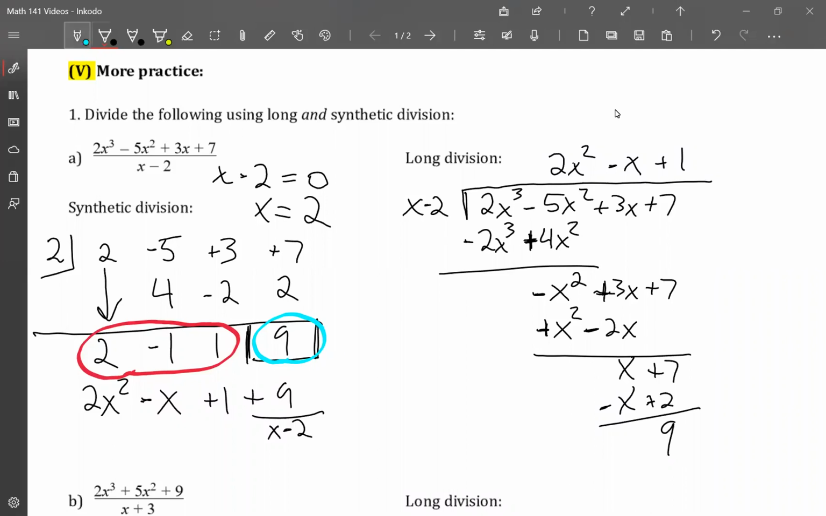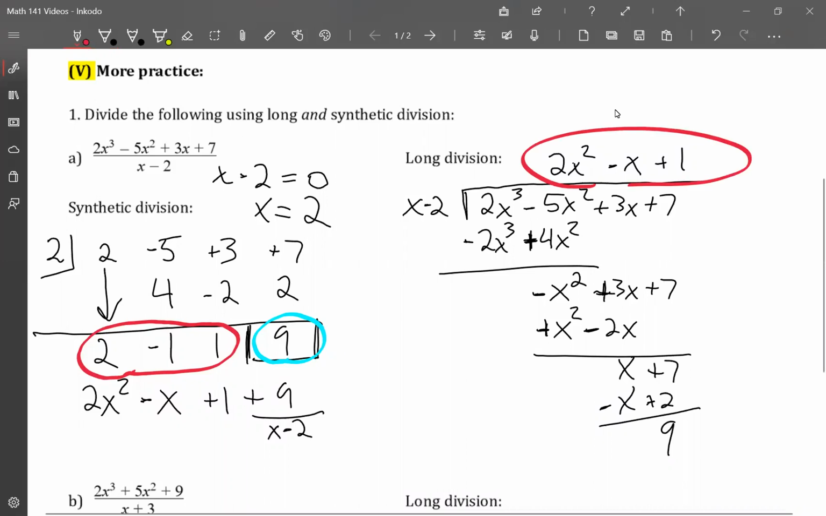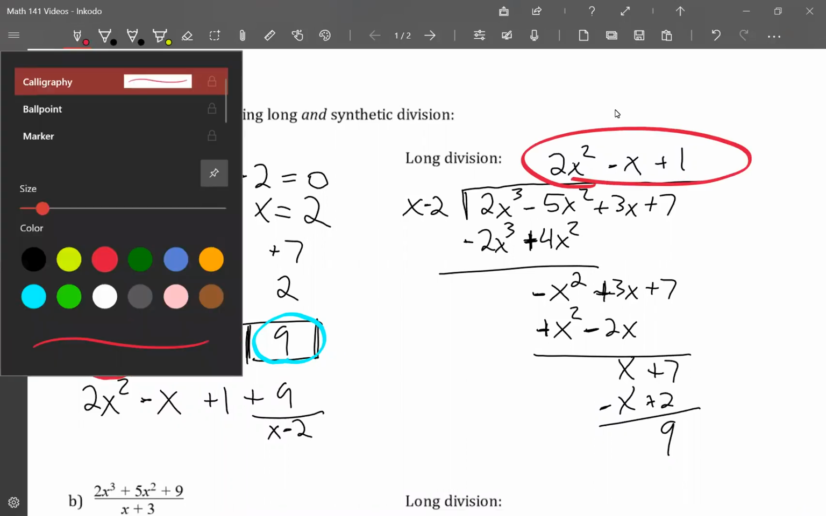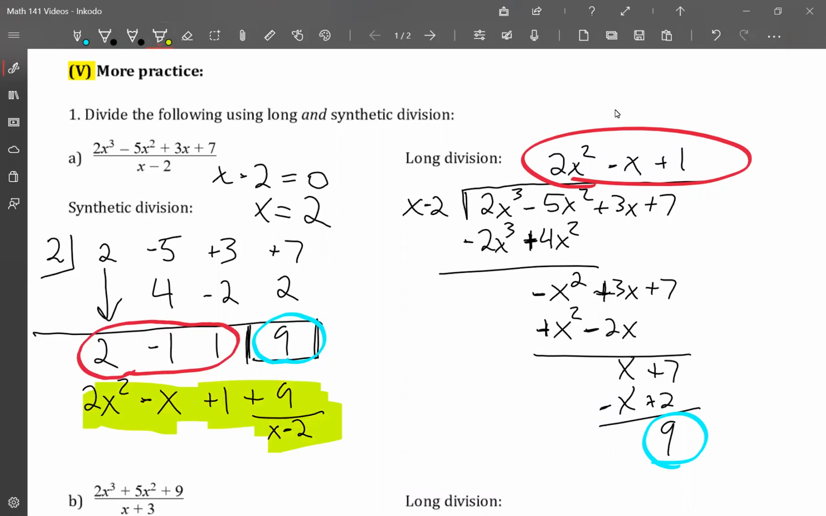And again, we end up with our quotient up here at the top and our remainder here at the bottom, which exactly matches what we have here, because we have 2x squared minus x plus 1 in the quotient, and for the remainder of 9, we're just going to put it above that divisor of x minus 2. So we get the same solution from both methods. It was a little easier to run synthetic division. Luckily, we could use it in this case. If we couldn't, we would have to do the long division.